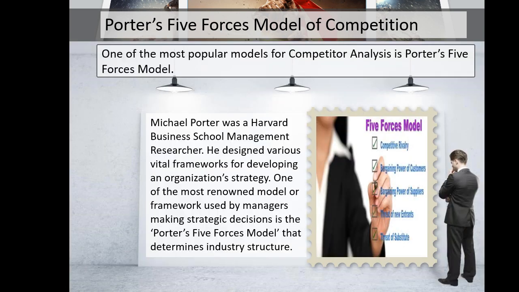According to Michael Porter, okay, let's take Michael Porter first. Michael Porter was a Harvard Business School management researcher. He designed various vital frameworks for developing an organization's strategy. One of the most renowned frameworks used by managers making strategic decisions is Porter's 5 forces model that determines industry structure. Just like we have David Ricardo who spoke about comparative advantage, Michael Porter is also a renowned economist that you can talk about. You can try and check him up on the internet and read more about his works.